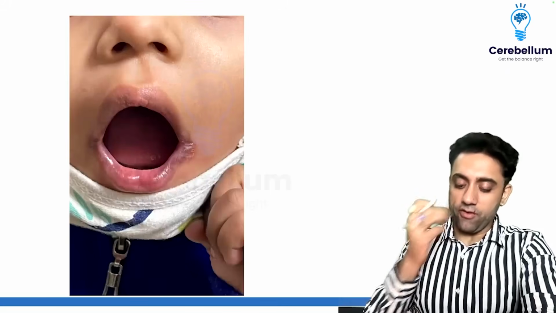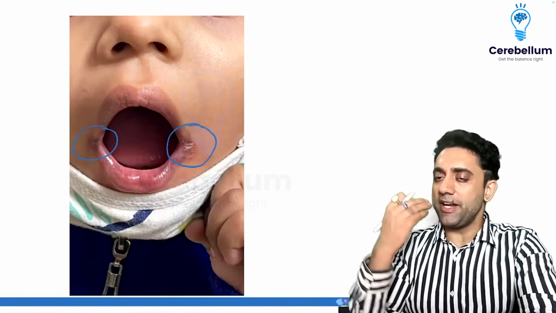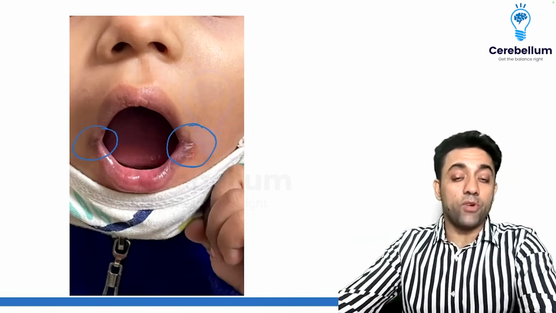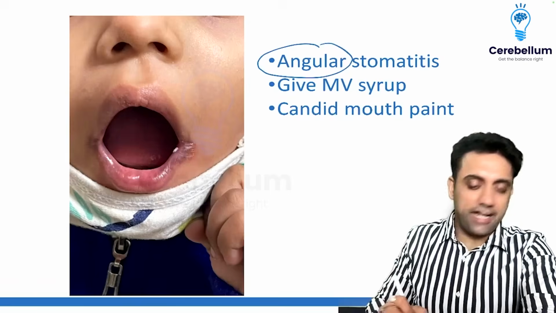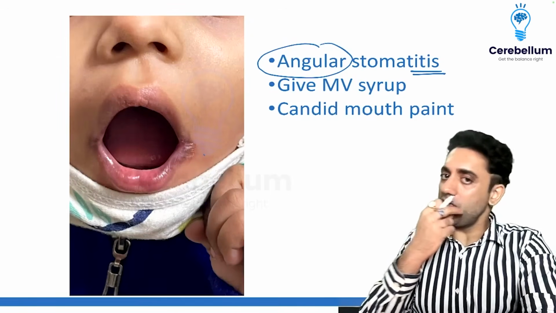Now, next question we have over here is, yes, these all are our patients only. A 4-year-old child came with complaints of the angle of the mouth having some kind of lesions. What do you call this? This is known as angular stomatitis. Angle means angle of the mouth, and itis means inflammation. So there is an inflammation of the angle of the mouth.